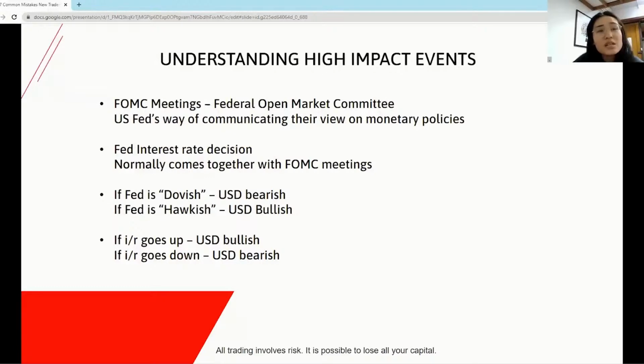The FOMC meeting, also known as the Federal Open Market Committee, is the US Fed's way of communicating their view on monetary policies. The Fed interest rate decision normally comes together with FOMC meetings, and if the Fed is dovish, that means the USD is bearish. If the Fed is hawkish, the USD is bullish. If interest rate goes up, the USD is bullish, and if interest rate goes down, the USD is bearish.